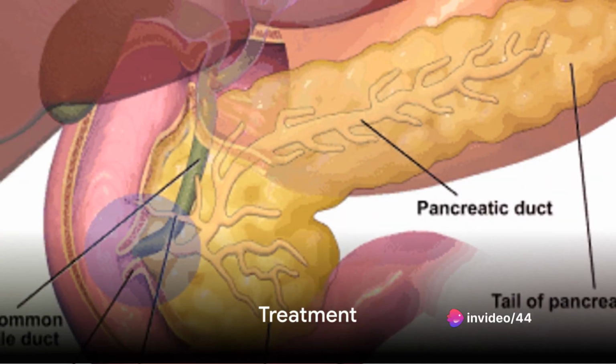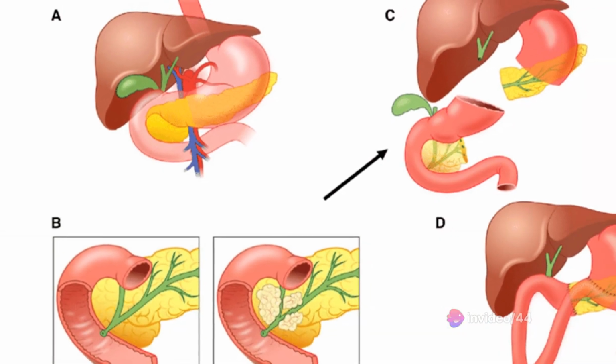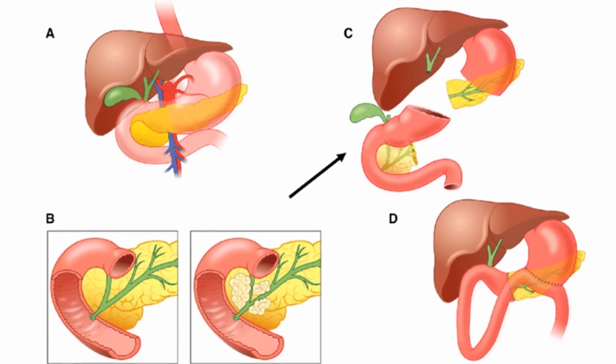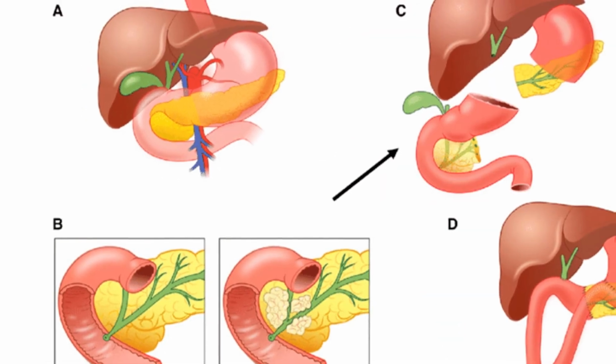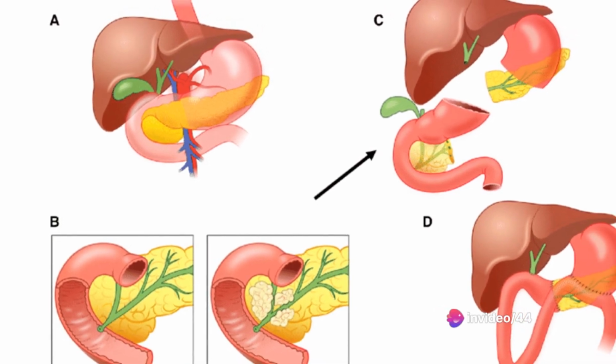The main treatment for periampullary carcinoma is surgery. The most common surgical procedure is the Whipple procedure, which involves removing the head of the pancreas, the duodenum, the first part of the small intestine, the gallbladder, and a portion of the bile duct.